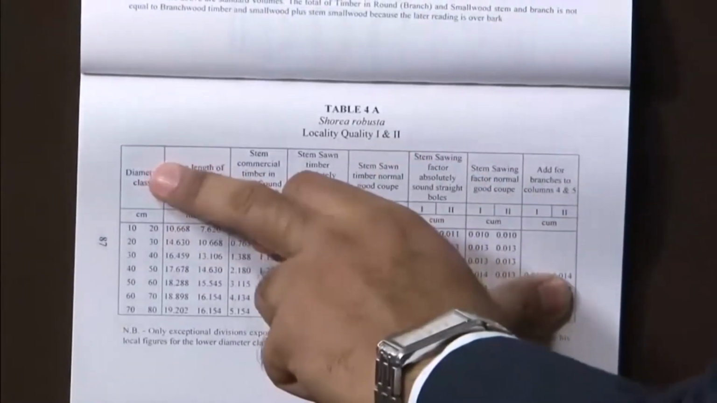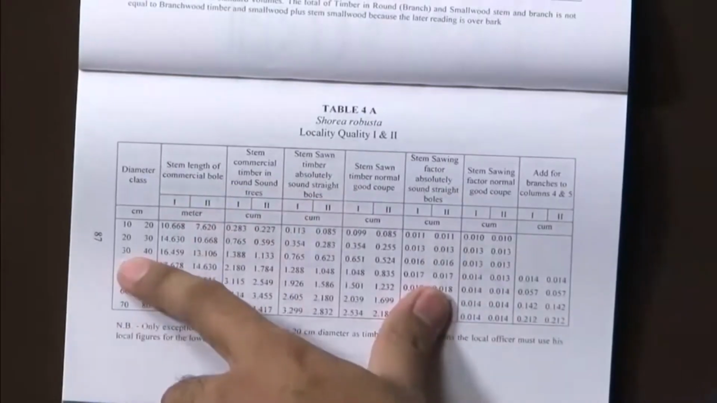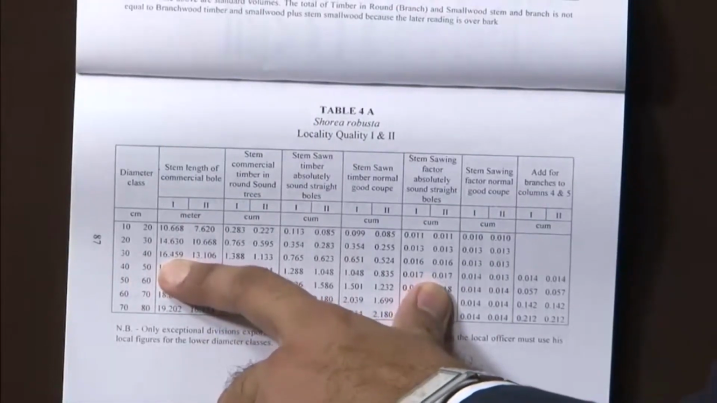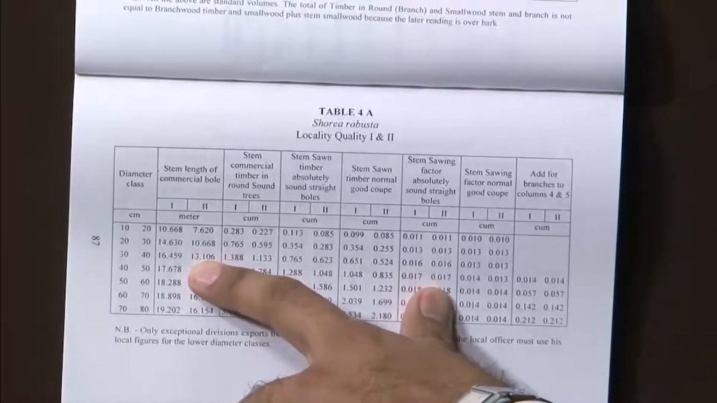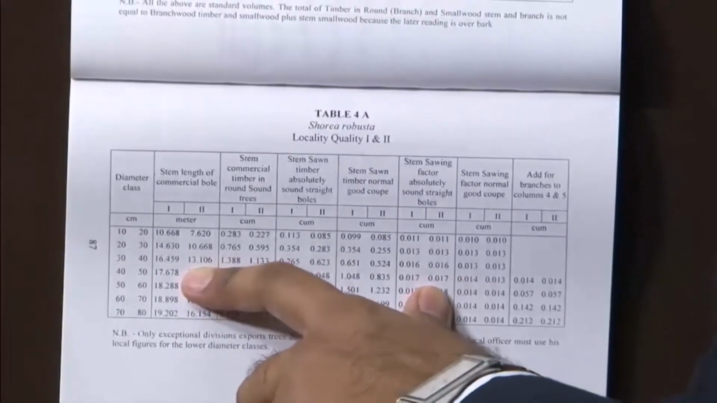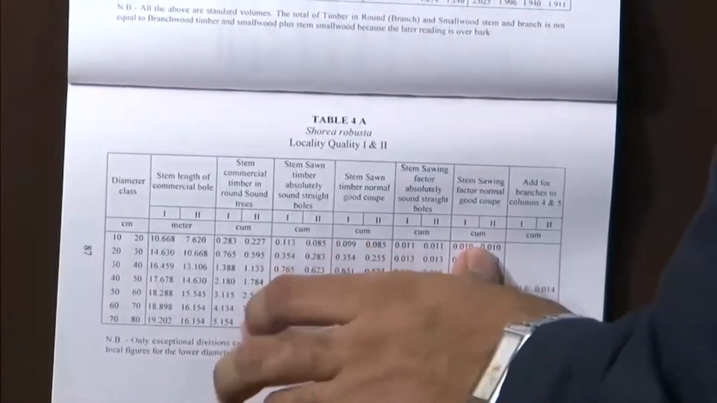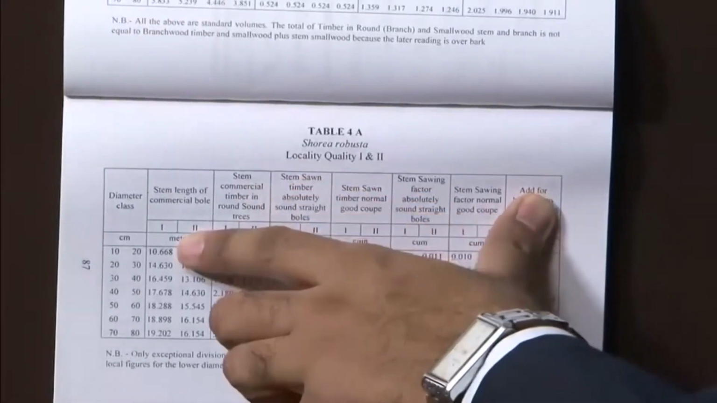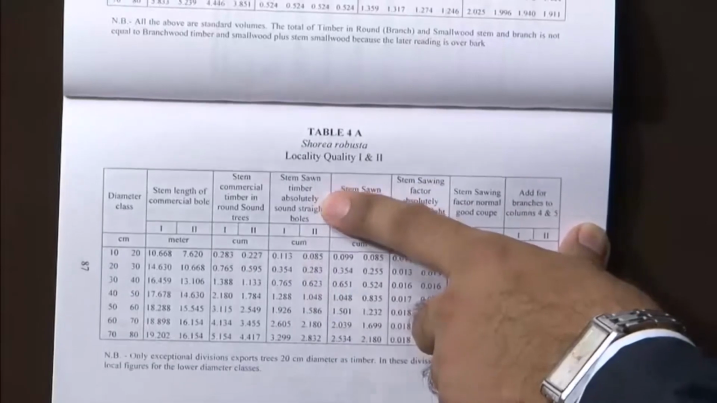This one gives you that for this diameter class, if you wanted to look at the stem length of the commercial bole, then for the 30 to 40 centimeter diameter class in a site 1 quality area, the stem length of the commercial bole will be 16.46 meters, but in the case of site 2, it will reduce from approximately 16.5 to 13.1. So the length of your commercial bole will reduce. Essentially it tells you the length of your commercial bole, that is the point till which you will perform your cutting operations. It will also give you the stem commercial timber in round. This was in meters, but you can even have the volume values in cubic meters. Then you can have the sawn timber, that is an absolutely sound straight bole.